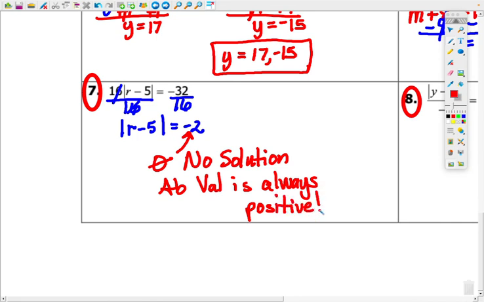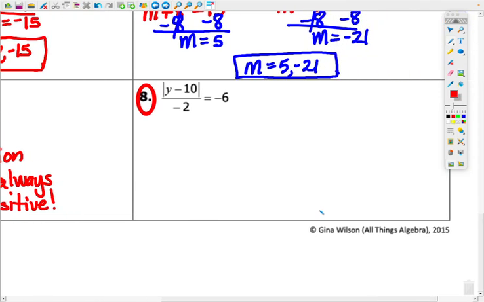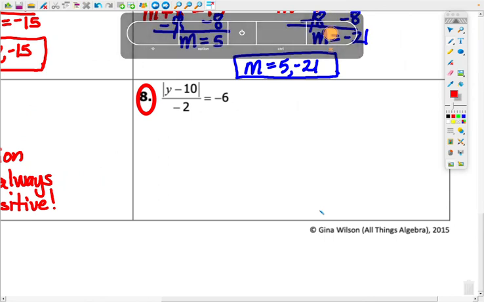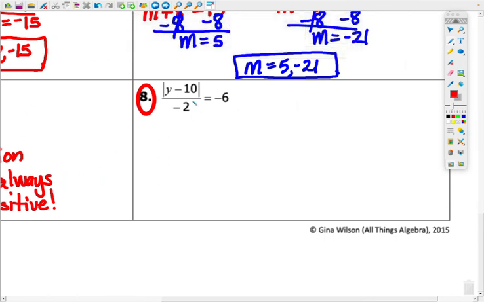Number 8. Notice you'll see that your absolute value expression is being divided by negative 2. So for us to solve, we need to multiply by negative 2. Multiplying by negative 2 on this side cancels this out. And then by multiplying by negative 2 on this side, I get 12. So now I have y minus 10 in the bars isolated equals 12.